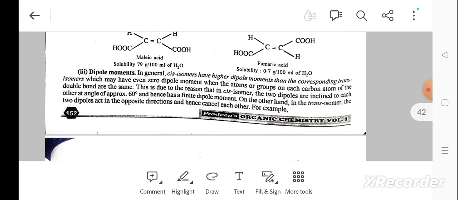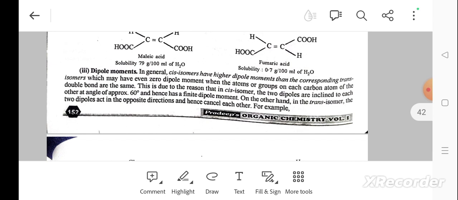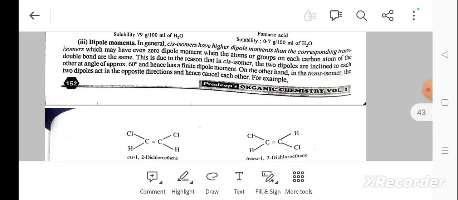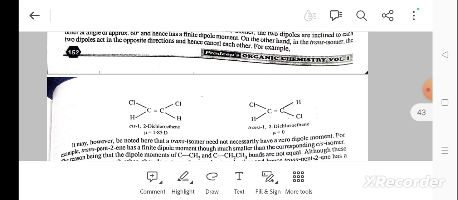Dipole moment. In general, cis isomers have a higher dipole moment than the corresponding trans isomers, which may even have zero dipole moment when the atoms or groups on each carbon atom of the double bond are the same. This is due to the reason that in the cis isomer, the two dipoles are inclined to each other at an angle of approximately 60 degrees and hence it has a finite dipole moment. On the other hand, in the trans isomer the two dipoles act in opposite directions and hence cancel each other.